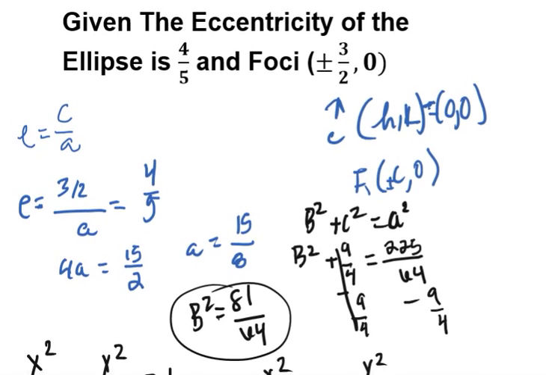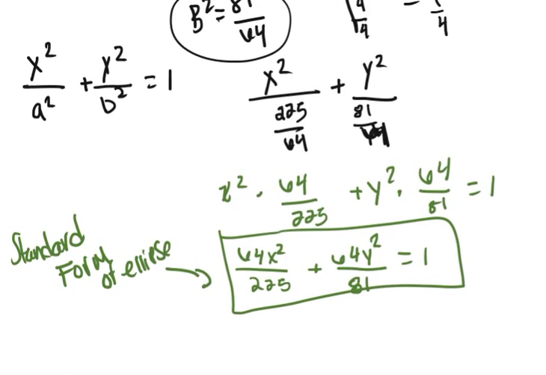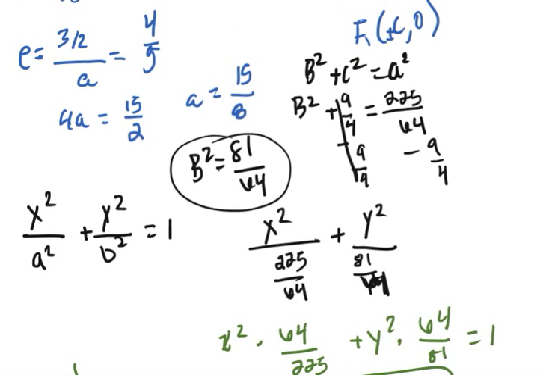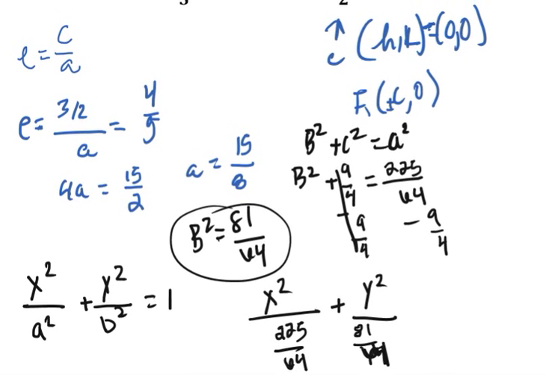Okay, so basically in this video, just to recap here, we were given the eccentricity and we were given the foci, and we found our equation. And from this equation, we can do a lot. We can graph it. We can determine, if you want, we can plot its foci on here.